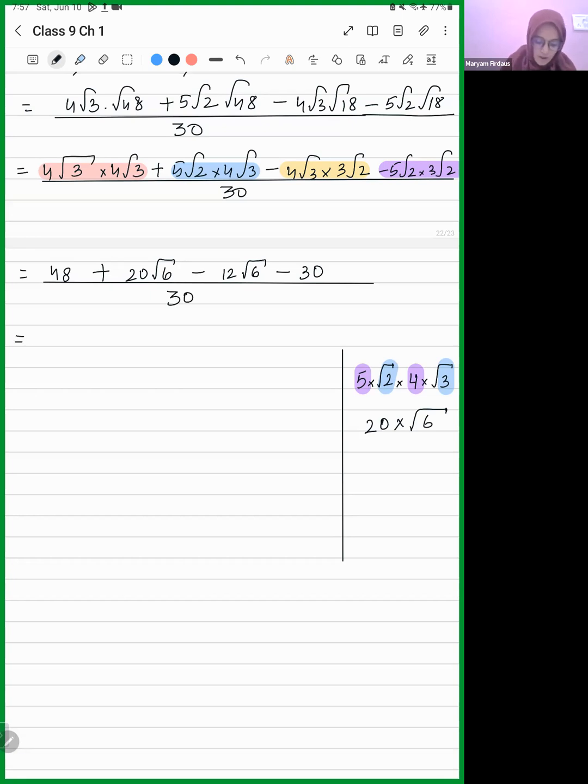And what we do now is we take 48 and 30, and we solve them together. Then we take 20 root 6 and 12 root 6, and we solve them together. So go ahead, solve them and tell me what you are getting, okay?